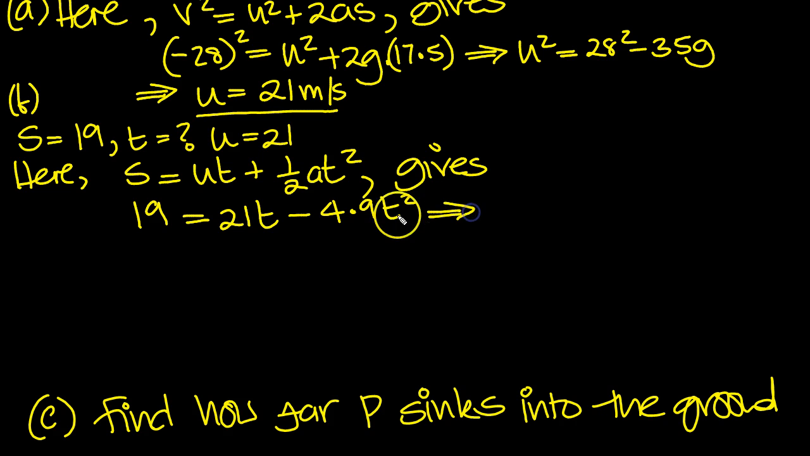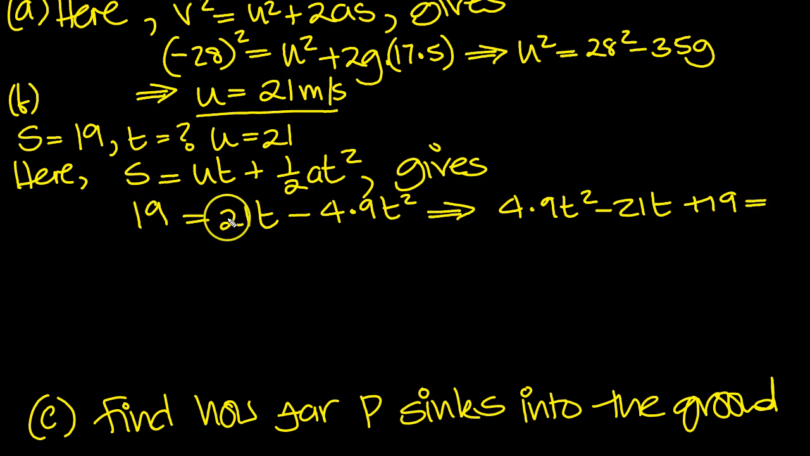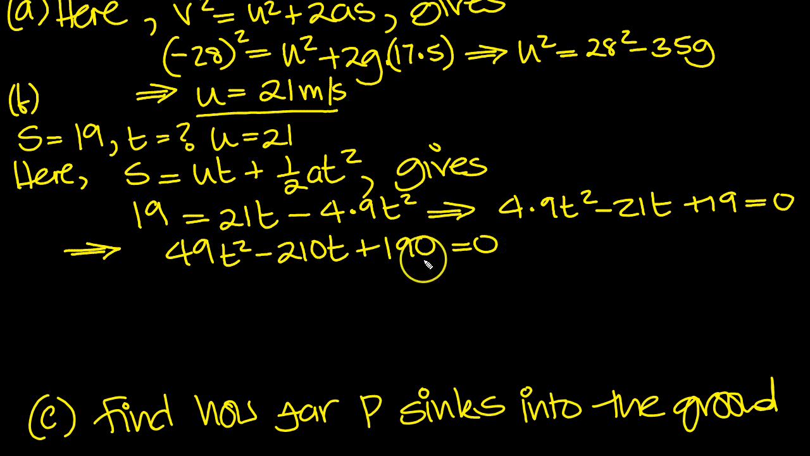So that tells us then, times by 10 all the way through if we want to, but I'm going to move this over there first. 4.9 t squared minus the 21t plus the 19 that's already there. So we've moved this over to be a plus, we moved this over to be a minus, and we've left the 19 as is. There's nothing on this side, and that tells us then that, I'm going to times everything by 10 now, 49t squared minus 210t plus 190 equals 0.